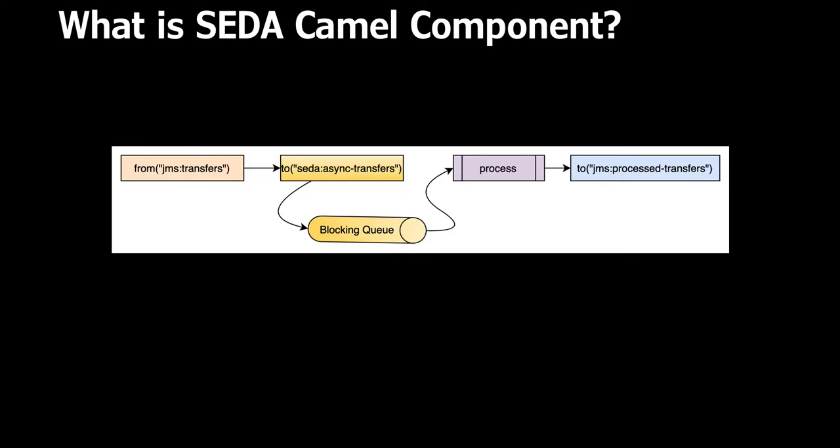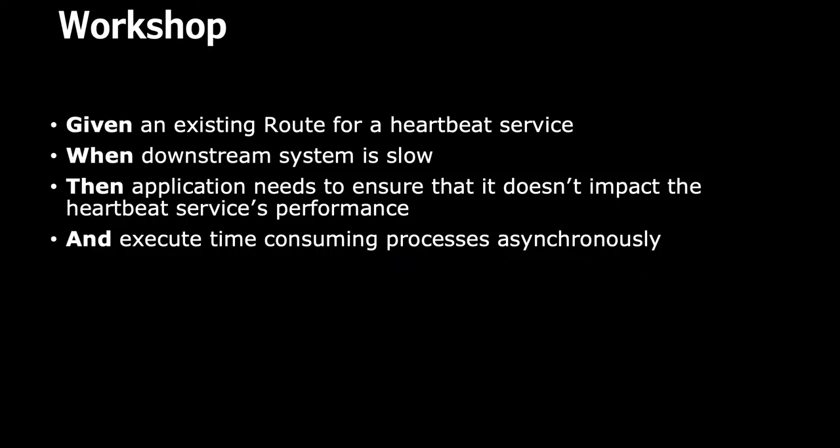Hope that's clear. Let's try to do a little workshop. Let's say we have a problem which says: for a given existing route for a heartbeat service, when the downstream system is slow, the application needs to ensure that it does not impact the heartbeat service performance. Hmm, interesting. All right. And it executes time consuming processes asynchronously.